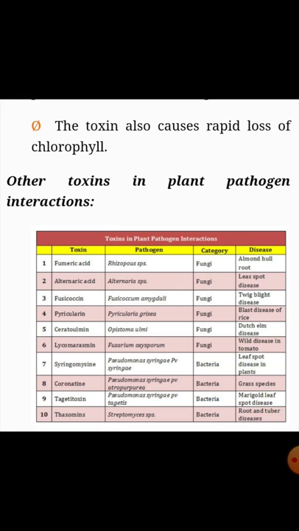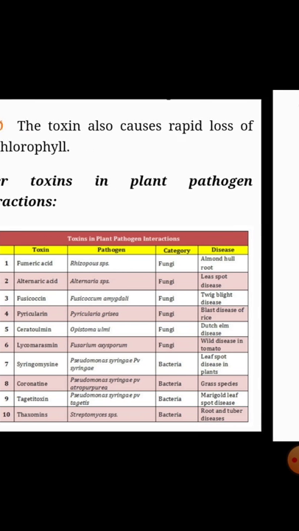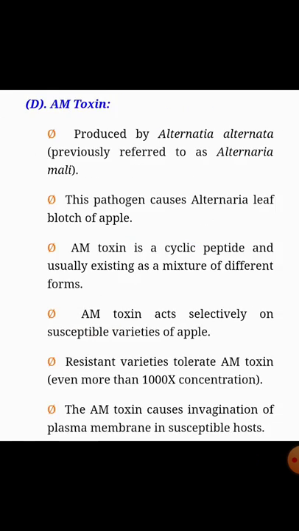And other toxin and plant pathogen interactions, you can see here in this table. Some toxins, like fumaric acid, are caused by Rhizopus species, and the category is fungi. Then diseases such as almond hull rot; alternaric acid, fusicoccin, pyrrolidin, then ceratoulmin, lycomarasmin, coronatine, tentoxin, victorin. These are a number of toxins produced by different types of pathogens, and their category is also mentioned, and even the diseases are also mentioned in this table. You can see in what type of host they have their attack.